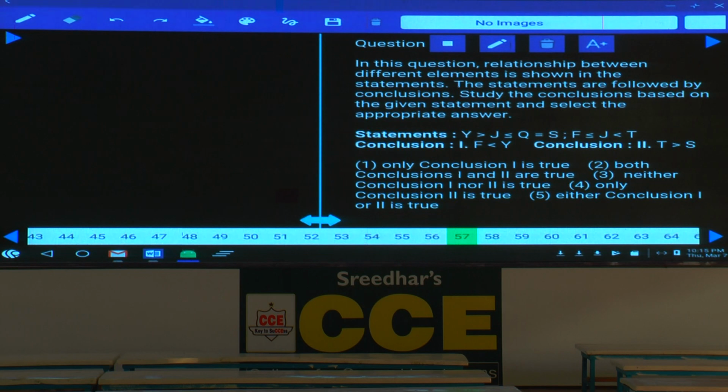Y greater than F is true, F lesser than Y is also true. Isn't it? Hence conclusion 1 is definitely true. Then what happened to the second one here?